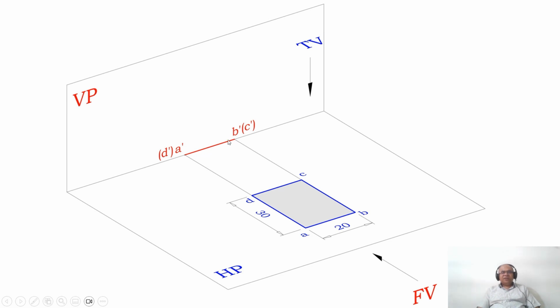Obviously, since we have to rest on one of the longer edges, you can either tilt it on A dash D dash or you can tilt it on B dash C dash. So this is how you will be able to analyze the first position, both in the front view as well as in the top view.